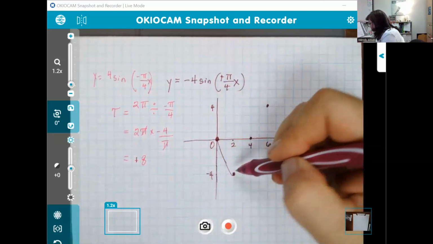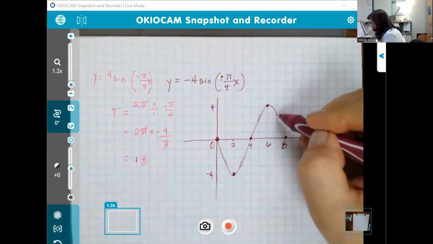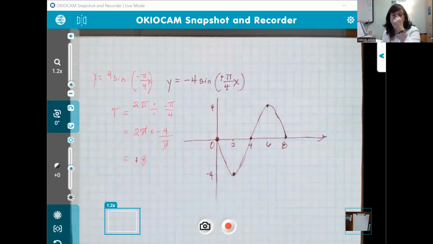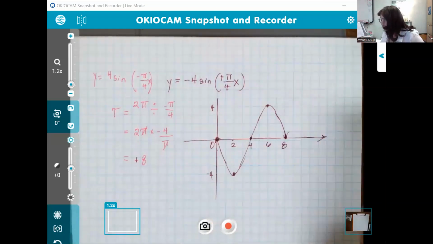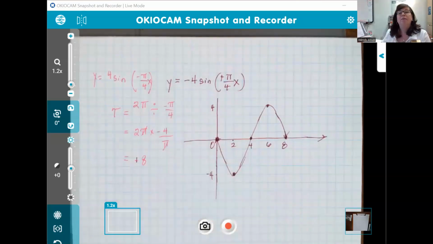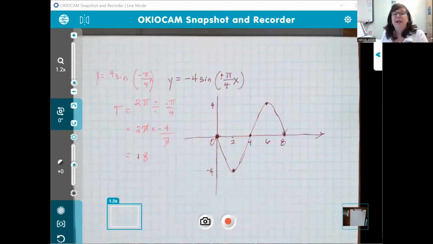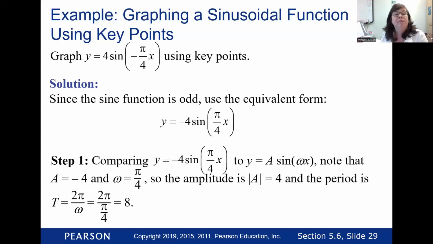So if we sketch this out, this is how it looks between 0 and 8. And then, of course, it would go on infinitely. Our period is 8. Our amplitude is 4. And we've got that in our notes if you need to go back and review it.